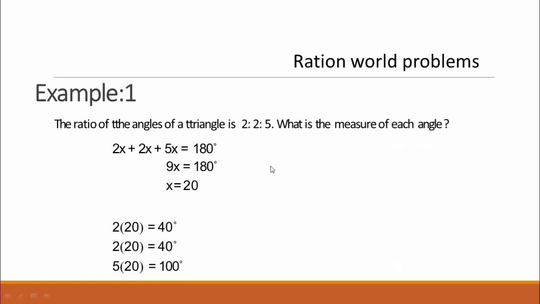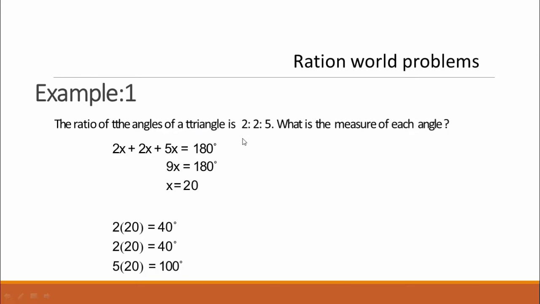Now, ratio word problems. For example, the angles of a triangle are in the ratio 2 ratio 2 ratio 5. What is the measure of each angle? How to solve a word problem for a ratio?